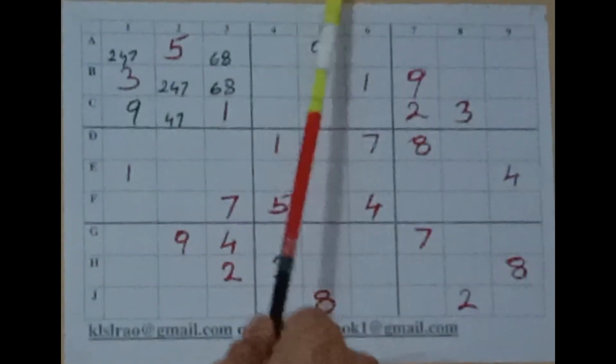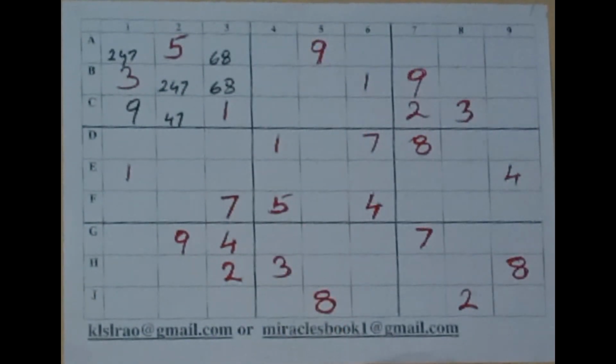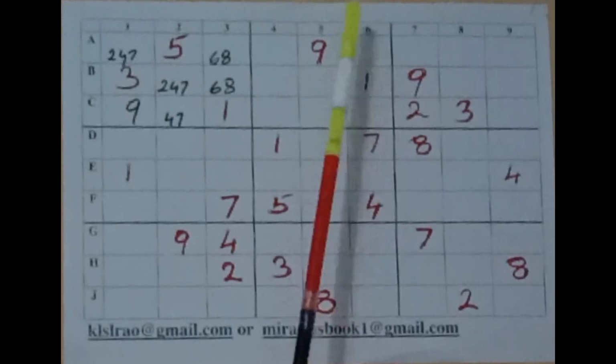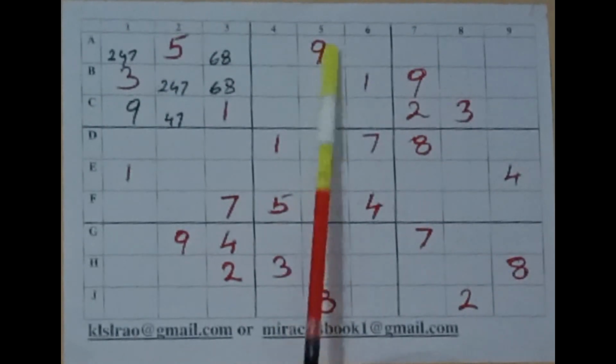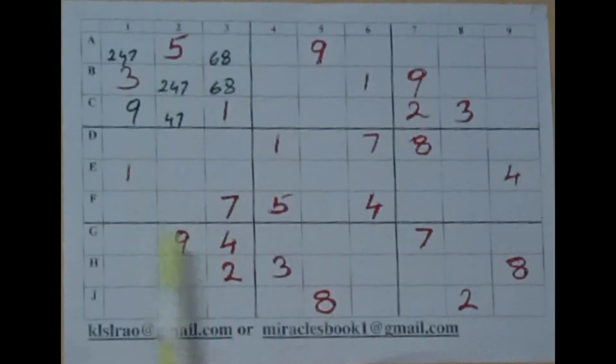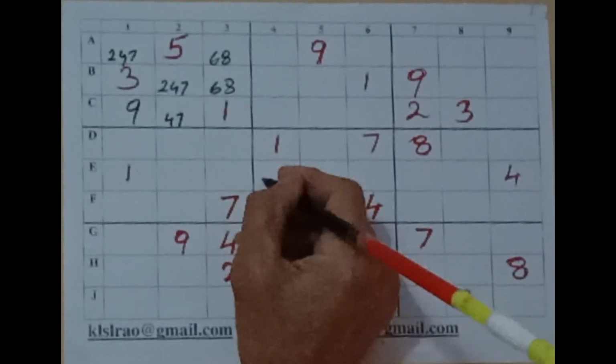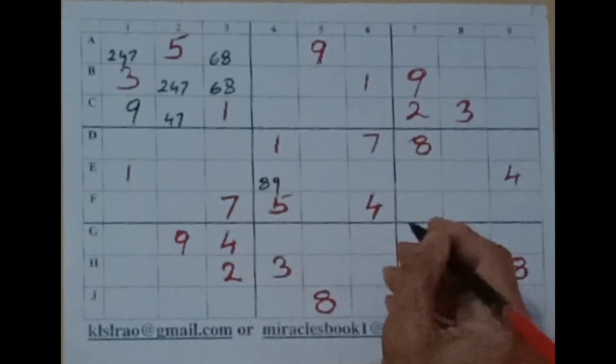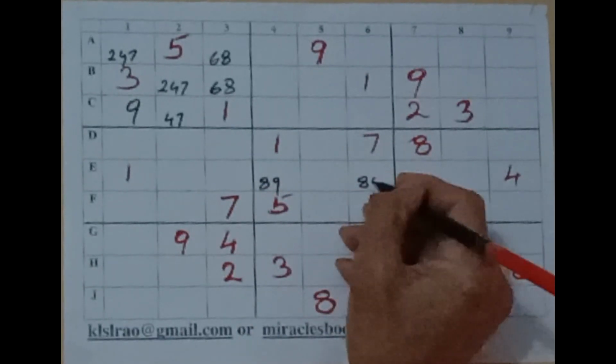Look at this middle vertical strip. Especially look at this box. You have this 8 here and 9 there. These two numbers cannot get replicated here. So if you look at this box, they become a pair and take these two positions. So let us write them like that. 8 and 9 here and 8 and 9 here.